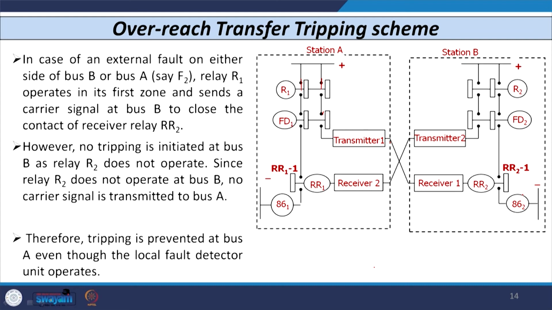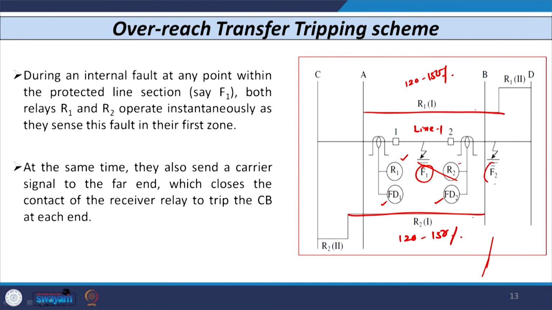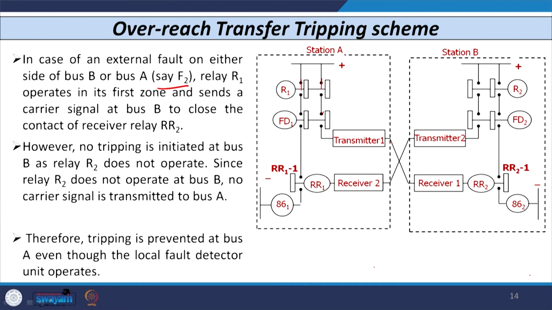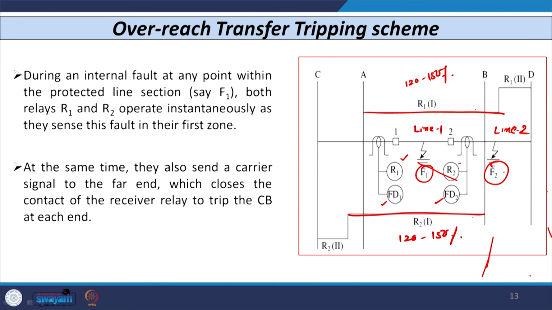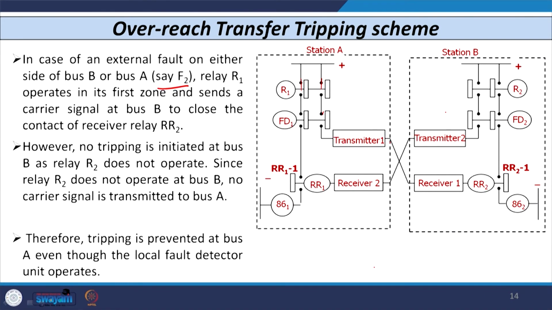Now, in case of an external fault at F2, say somewhere beyond the zone, in any adjoining line section, say line section 2. In this case, if a fault occurs at F2, then relay R1 operates in its first zone, because you can see the reach of R1 is 120%. So, R1 is going to detect this fault in its first zone. It will also send a signal to bus B to close the receiver relay. So, this contact will close, but you can see that relay R2 is not going to sense the fault. So, no further tripping is initiated at substation B.